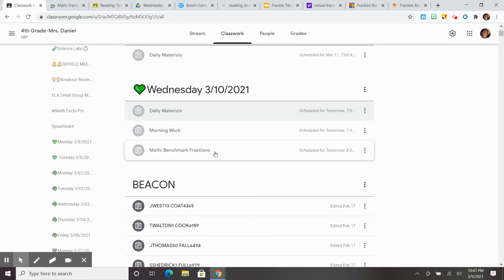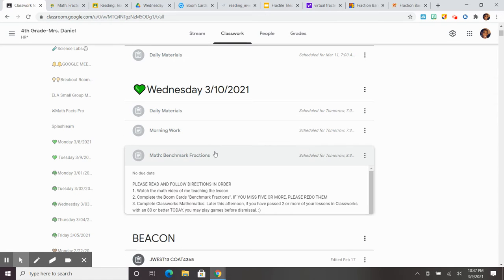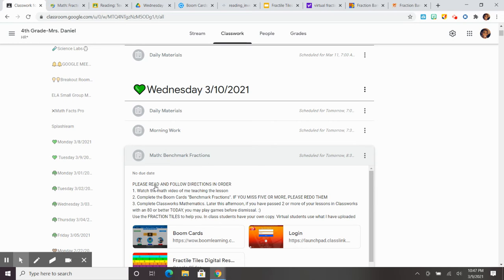All right, it says math benchmark fractions. I'm going to read the directions. It says, please read and follow directions in order. And we know what in order means: 1, 2, 3, and so forth. Number 1, it says, watch the math video of me teaching the lesson. This video, okay? Number 2, it says, complete the boom cards, benchmark fractions.